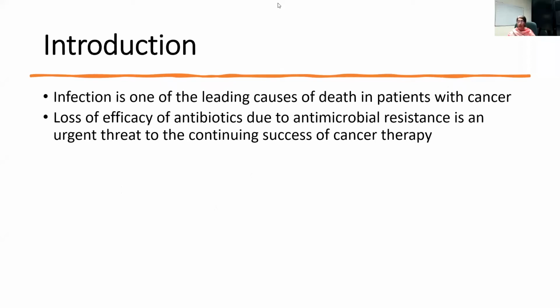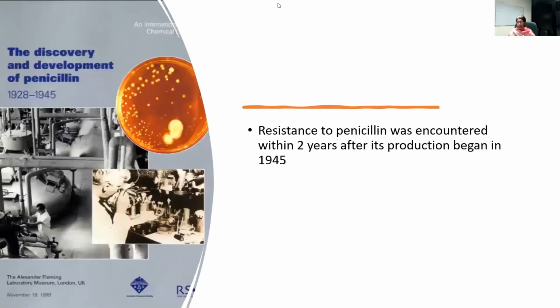Infection is one of the leading causes of death in patients with cancer. Loss of efficacy of antibiotics due to antimicrobial resistance is an urgent threat to the continuing success of cancer therapy. The history of antimicrobial resistance dates back to the discovery of penicillin. Penicillin was discovered in 1928 and production began in 1945, and within 2 years after its production, resistance to penicillin was encountered.